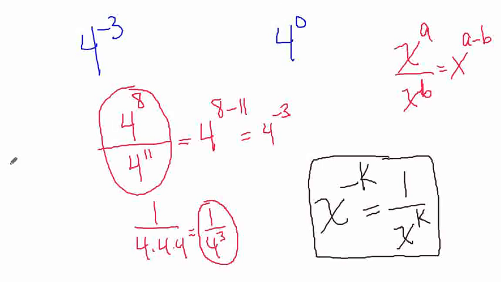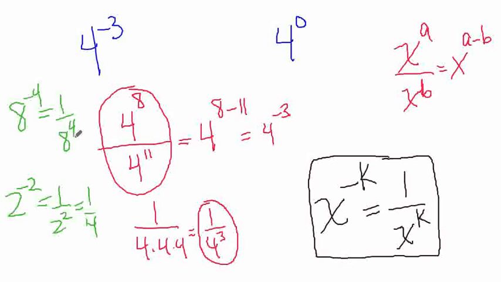So I'll do it on the left here. So 2 to the minus 2 is 1 over 2 squared, or a fourth. Okay. 8 to the minus 4 is 1 over 8 to the 4.